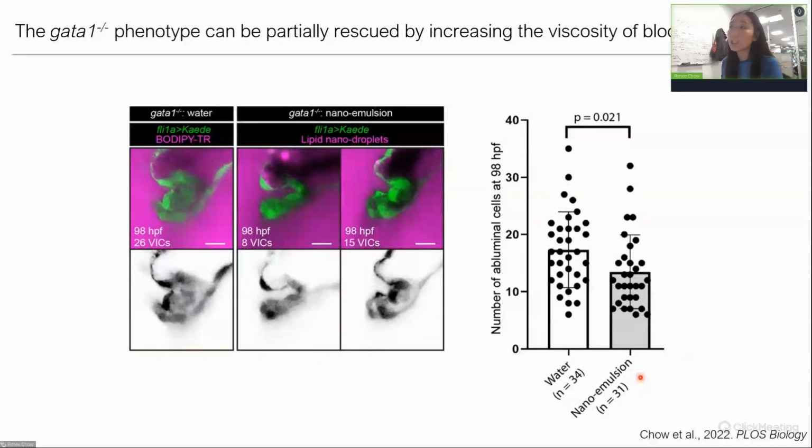And what I found was that I managed to get a partial rescue. Here in the GATA1 mutants that I injected with water, the phenotype is pretty much unchanged from the GATA1 mutant that's not been injected with anything. Whereas in the mutants where I injected the nano emulsion, I see that the number of valve interstitial cells is significantly reduced, and this is quantified here.